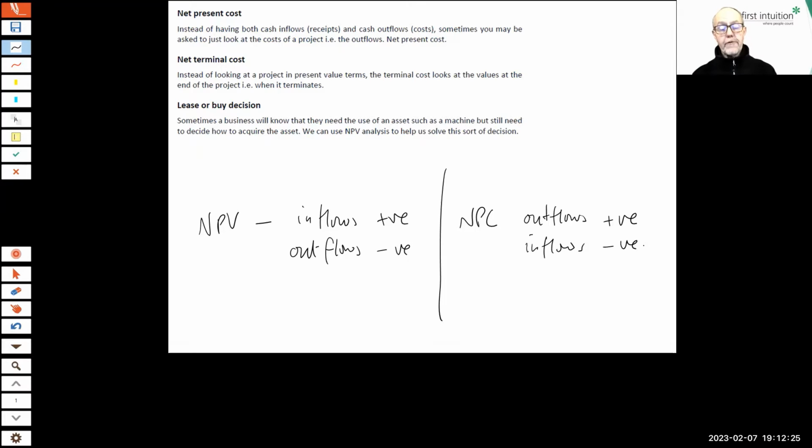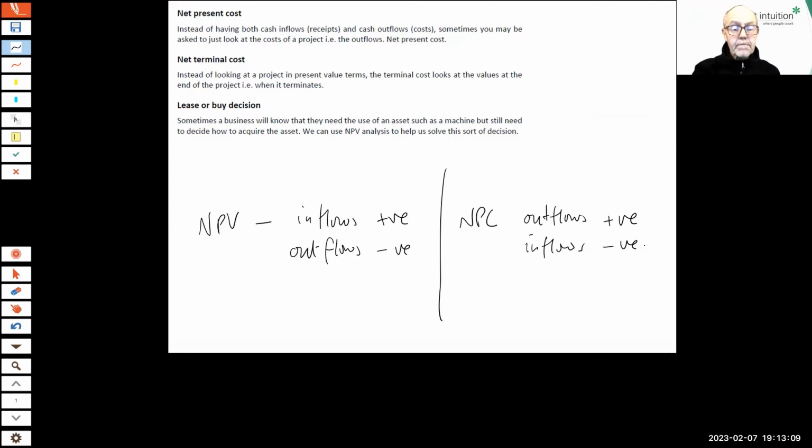Net present cost: having said we might buy our fleet of delivery vans, our other option would be to lease them. So instead of a big outflow at the start and then modest outflows, we would end up with a substantial outflow on each of maybe the 4 years of the lease. But we can compare the two to see which, in real terms in today's money, is the more expensive. Net terminal cost is a way of looking back at the cost of the project right up at the end of it. We're looking back, so which has cost us the most over a period of time. That's less common than the other two. And lease or buy, we've just talked about.